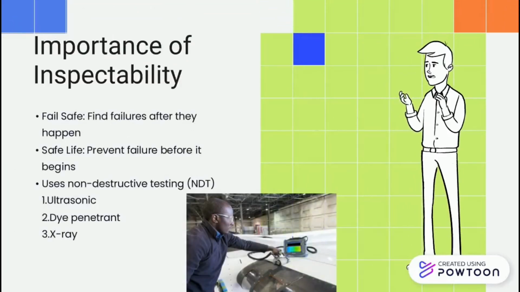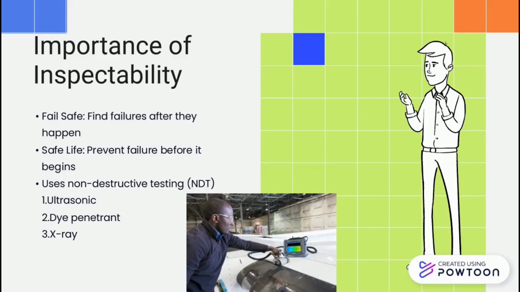Both fail-safe and safe life designs rely heavily on something called inspectability, the ability to detect damage, cracks, or signs of wear through regular inspection and testing. For fail-safe systems, inspections help catch the failure after it happens but before it becomes critical. For safe life systems, inspections confirm that components are removed before a failure even begins.